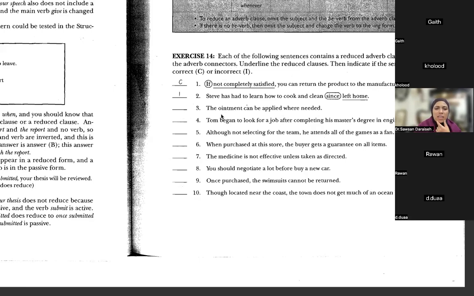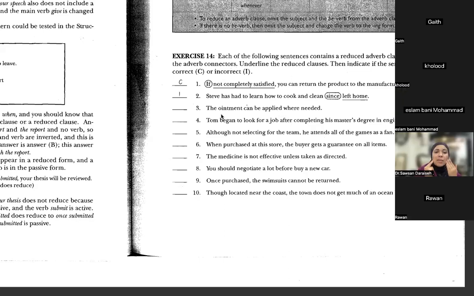The ointment means the cream. Ointment is cream, guys, okay? It's cream that you put on your face, on your body. So the ointment can be applied, huh?